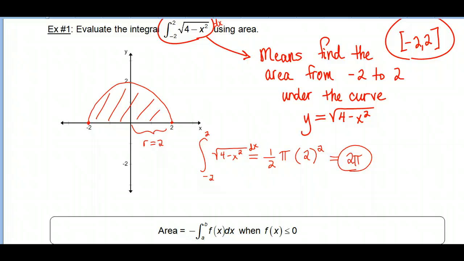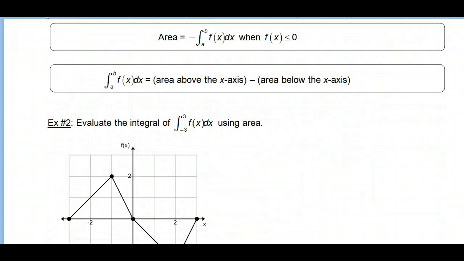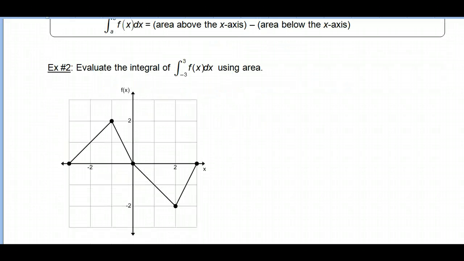Can we do the second example very quickly? Yeah. Okay, so real fast and then I'll slow down and go back. One of the things that happens when we have integrals is sometimes the graph goes below the x-axis. When this occurs, any part of the graph that goes below the x-axis ends up being negative.